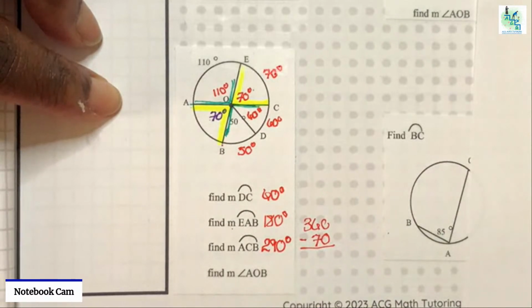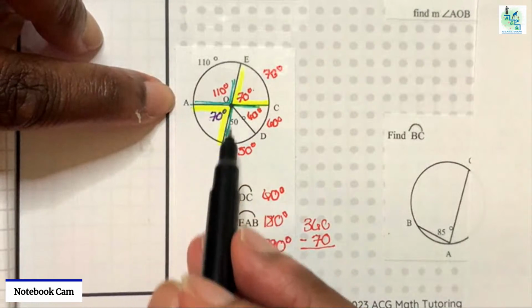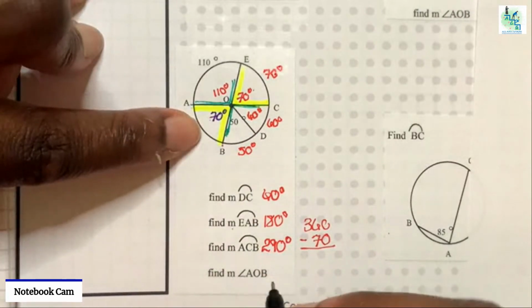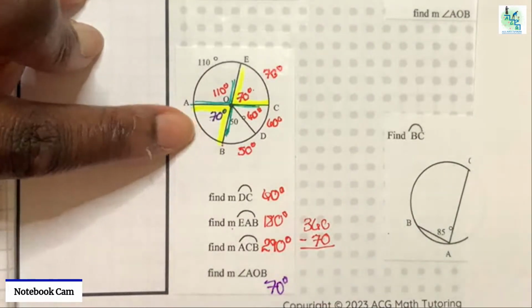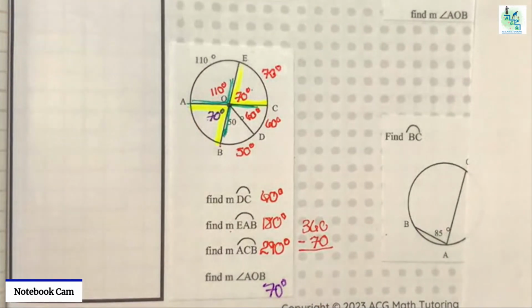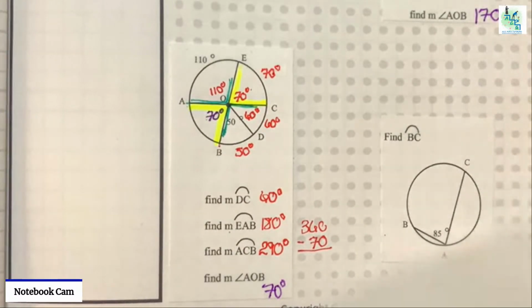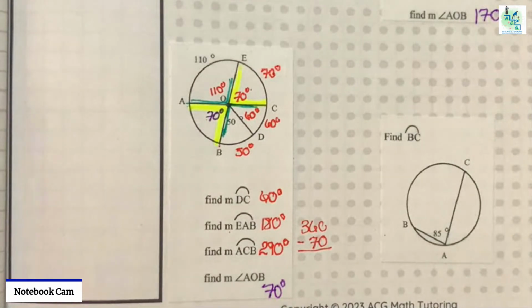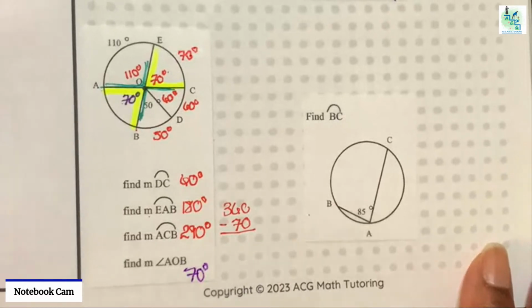And then last but not least, what's the measure of angle AOB? Well, we found it to be 70 degrees. Okay, so as long as we stay true to what's going on, we'll be able to figure it all out. So now, let's take a look at BC.